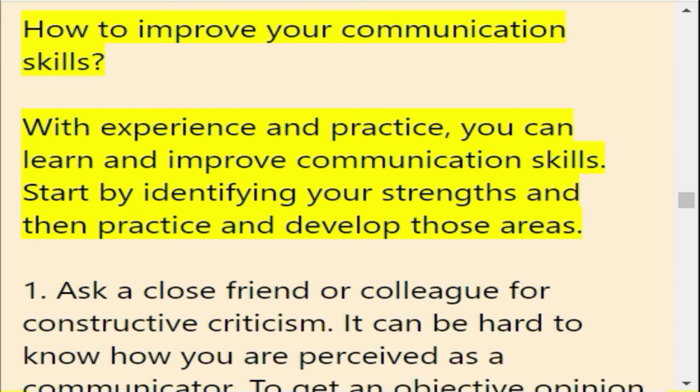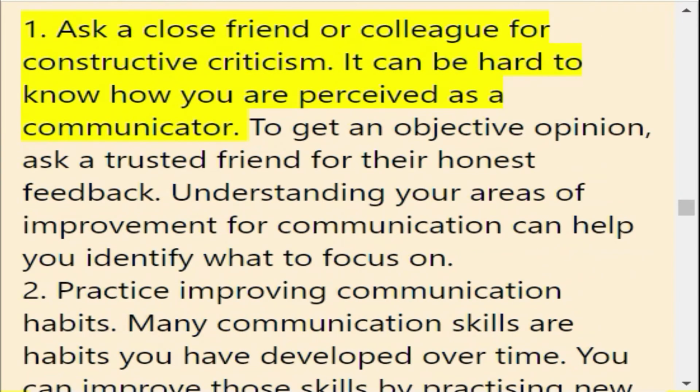How to improve your communication skills. With experience and practice, you can learn and improve communication skills. Start by identifying your strengths and then practice and develop those areas. 1. Ask a close friend or colleague for constructive criticism. It can be hard to know how you are perceived as a communicator.